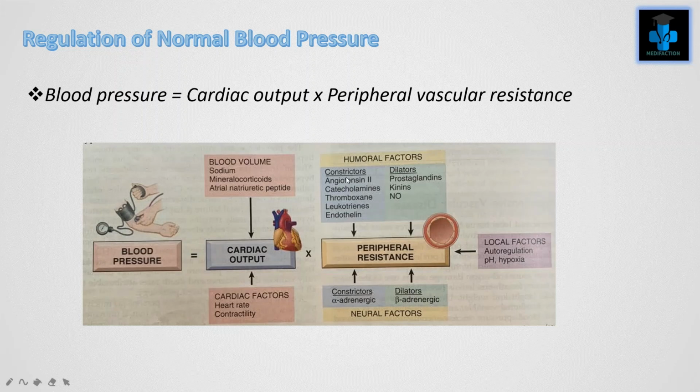When it comes to constrictors, there are angiotensin II, catecholamines, thromboxane, leukotrienes, and endothelin, which all contribute to constriction of the vessel, whereas prostaglandins, kinins, and nitric oxide can cause dilation. Some other local factors like pH and hypoxia can cause alterations in the peripheral resistance as well.